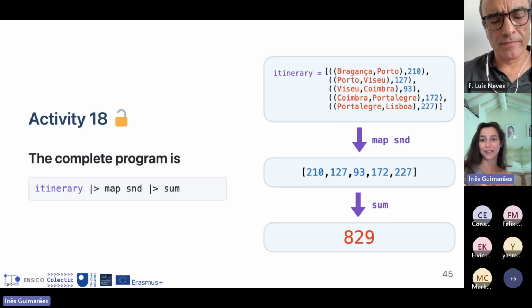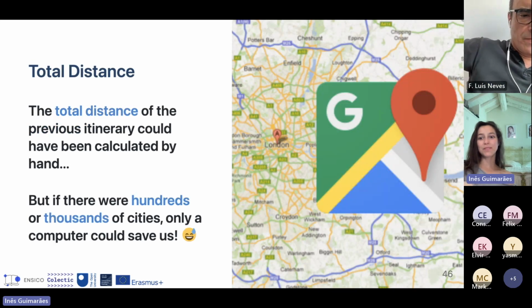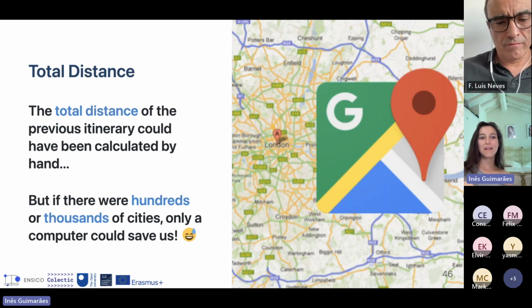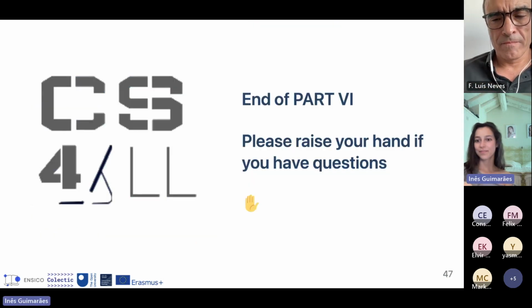And this is the power of Haskell and functional programming languages, because functions and composing functions is really powerful. And so, the distance of this itinerary could have been calculated by hand, but if there were hundreds or thousands of cities, only a computer could save us. So it's important that we have algorithms and tools that allow us to compute these total distances in an itinerary. Any question?